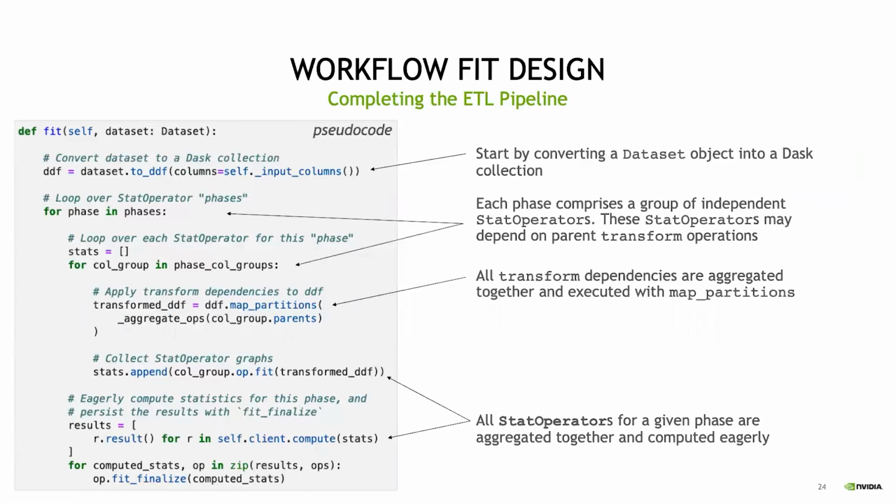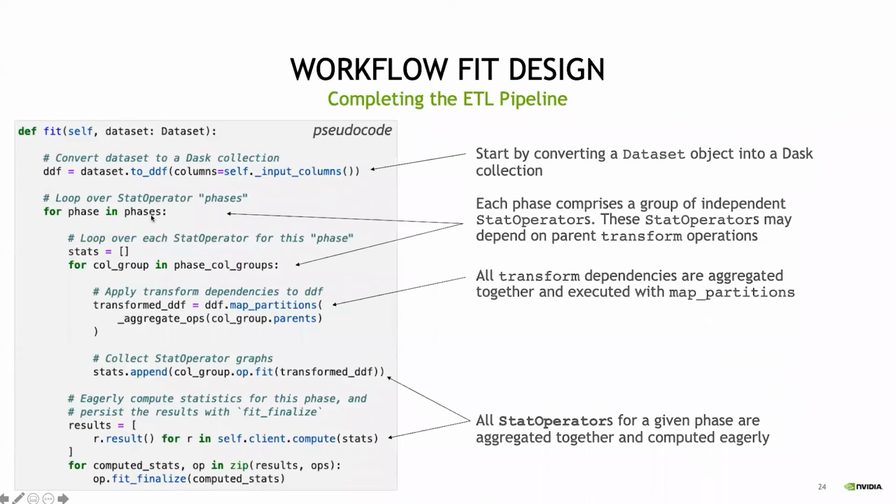And so you can get a good idea of how both of these phases work if you just look at how fit works. And this is just pseudocode, dramatically simplified just so that I can talk through it. When you call fit on the workflow, the workflow is first going to call to_ddf to create a Dask dataframe on demand from the dataset you're passing in. It's going to make a column selection to allow high-level graph optimizations, so you don't do any IO you don't need to.